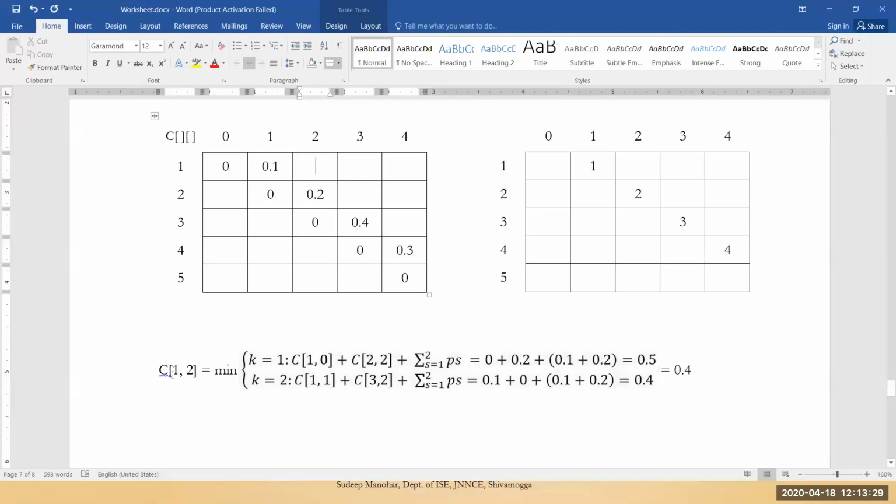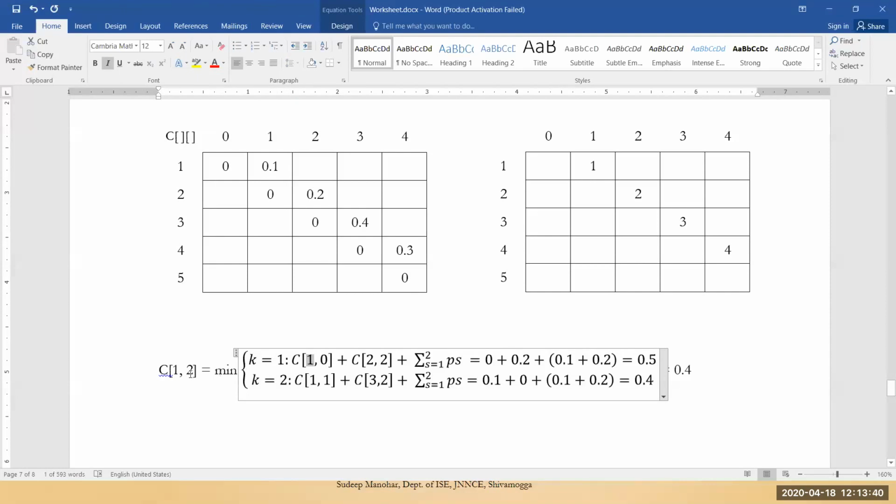Next. Now we should split that C of 1 comma 2 at this k. Now k is considered as the root node. At this k you should split. Now i remains as it is. 1 is i. And this one is k minus 1. This first part is the left subtree. So it is C of i comma k minus 1. What is k? K is 1. K minus 1 is 0. Plus, this is the right subtree. That means k plus 1 till j. What is k plus 1? K plus 1 is 1 plus 1, that is 2. And j remains as it is, that is 2.